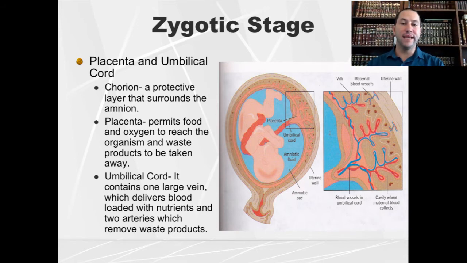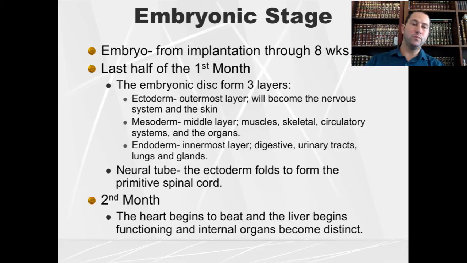We see the placenta. The placenta and the umbilical cord play a major role, right? Because this is going to give the oxygen and remove waste, and the umbilical cord is what's giving the nutrients and getting rid of the waste. And problems here result in toxins poisoning the child. So we have the zygotic stage, we have the embryonic stage.